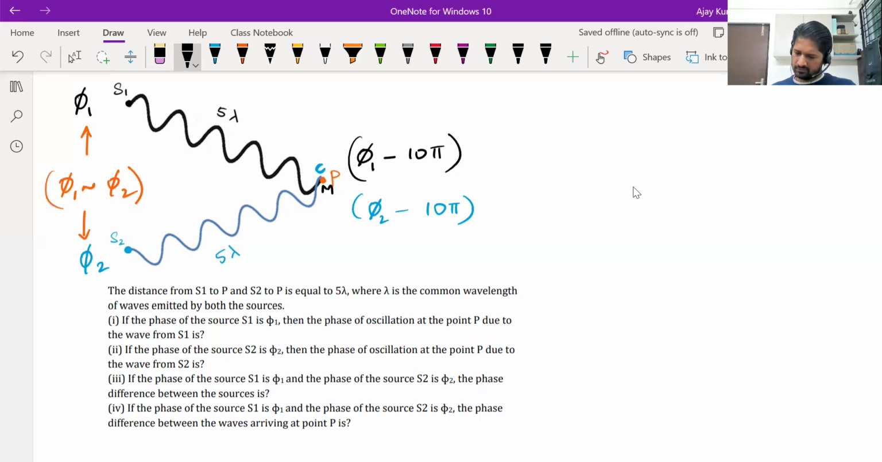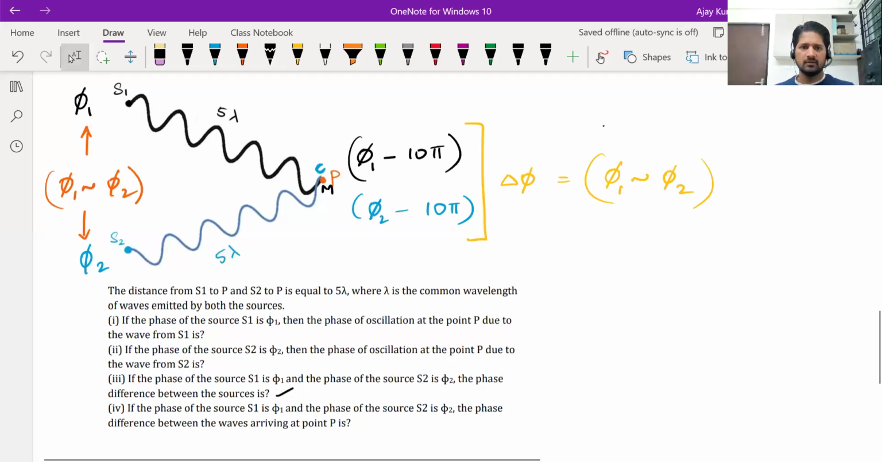Fine. So phase difference between sources, this part is done. Fourth question. If the phase of source S1 is phi 1 and of source S2 is phi 2, then the phase difference between the waves arriving at point P? We know with what phase each wave arrives there. Then the phase difference with which they arrive there, subtract these two, it will again be phi 1 difference phi 2. Because the distances from the sources are equal, whatever is the phase difference between sources, you will see the same phase difference appearing at the point P. And this is also important to answer problems based on YDSE and all.